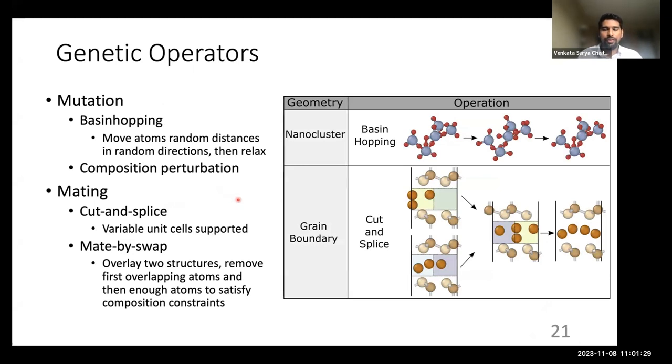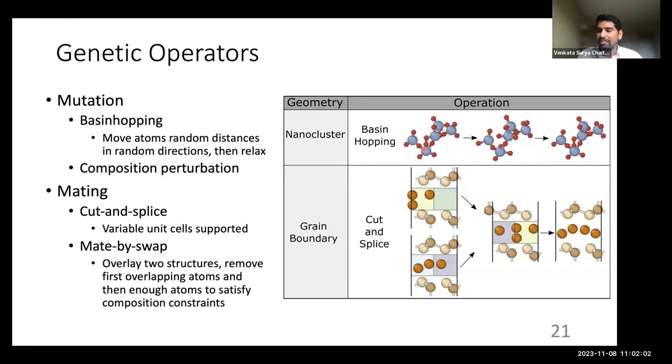So to give a brief overview of the genetic operators, genetic algorithms work similar to biological evolution, where the features in a structure that correspond to low energy or that contribute towards low energy will be propagated in subsequent generations. And we aid that process using mutation or mating, which corresponds to exploitation or exploration within the potential energy landscape or the search space.